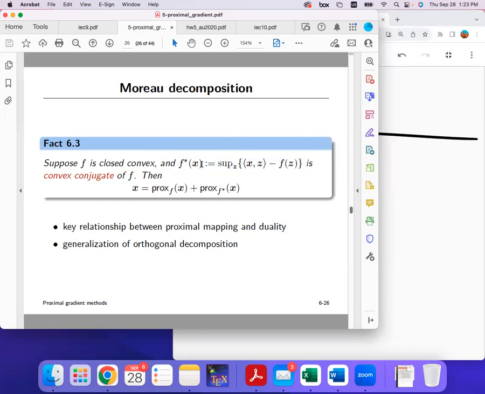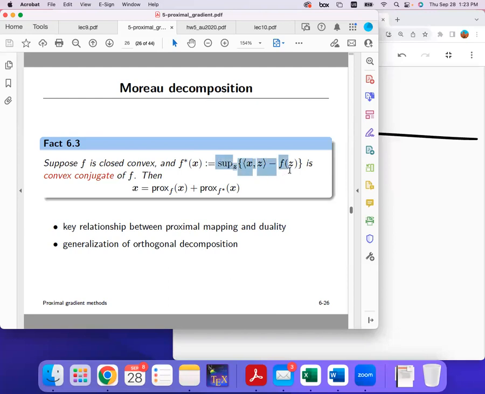Now given x, how do we define this f star function? Well, we first construct this function: the inner product between x and z, minus f of z. And then I take the supremum over z. I look for the supremum value over all possible z's.